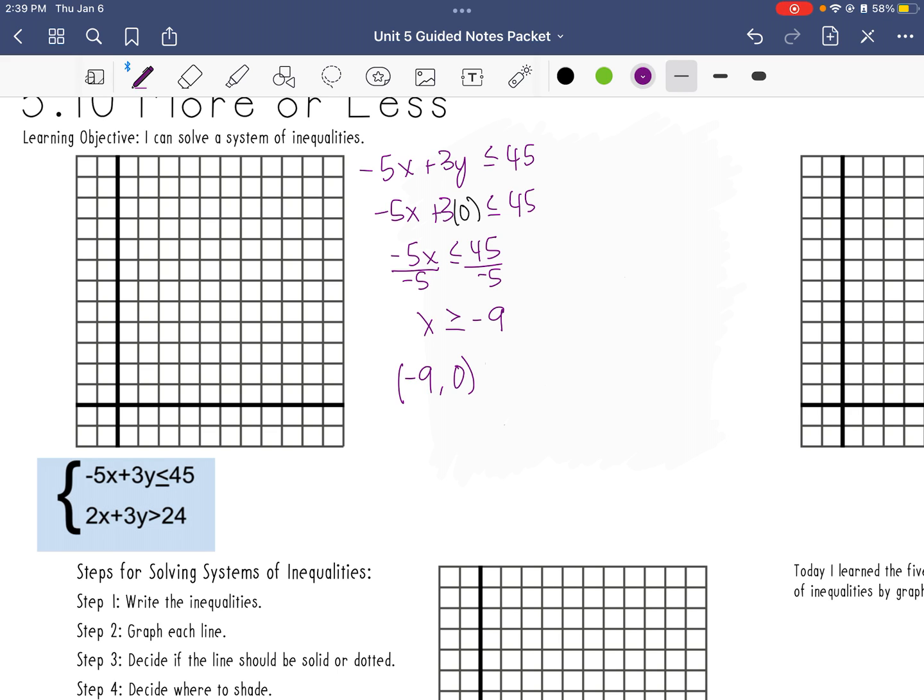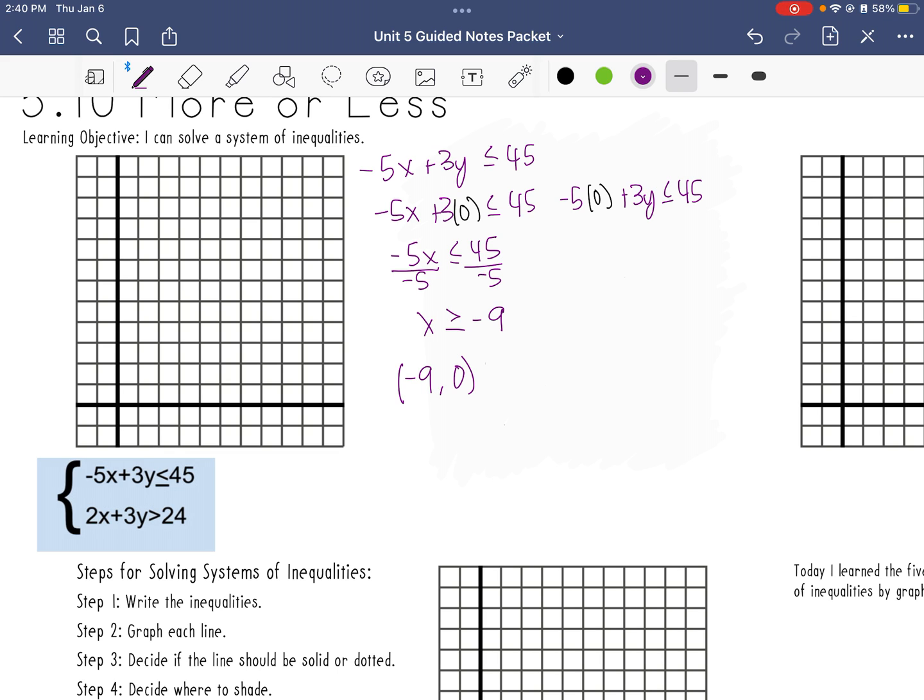Okay? Now, we also need our y-intercept for this same one. In a y-intercept, anywhere on this line that we are, the x value is always 0. It doesn't matter how high up you go, your x value is still going to be 0. So what we do here is the exact opposite. We plug a 0 in instead of x. So we say negative 5 times 0 plus 3y is less than or equal to 45.